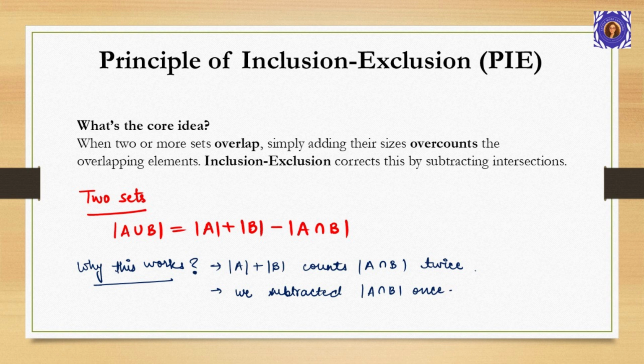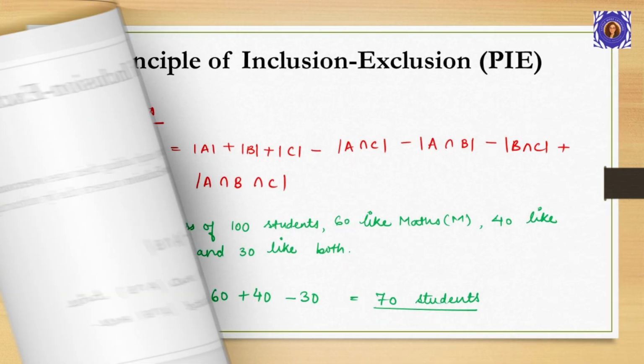Why does this work? Think of it step by step. When we calculate |A| + |B|, we are counting every element in A once and every element in B once. But here's the problem. Any element that belongs to both A and B gets counted twice. Once when we count A and once when we count B. To fix this overcounting, we subtract |A ∩ B| exactly once.